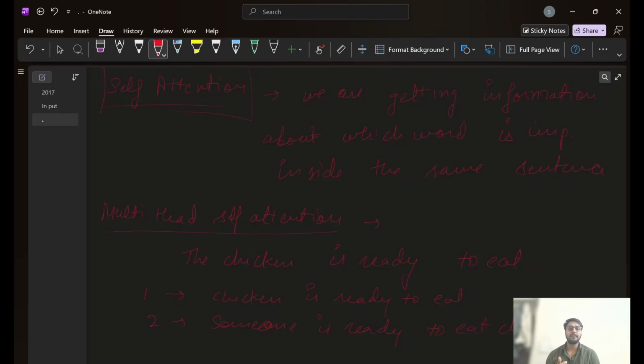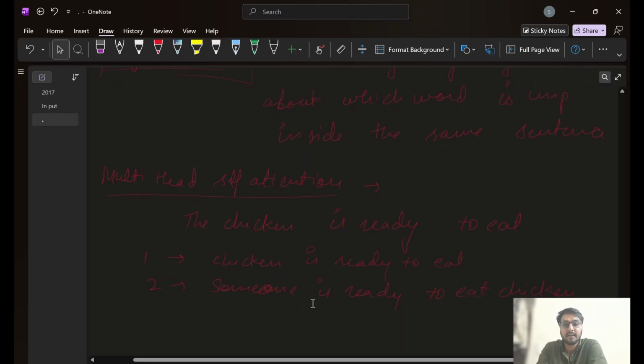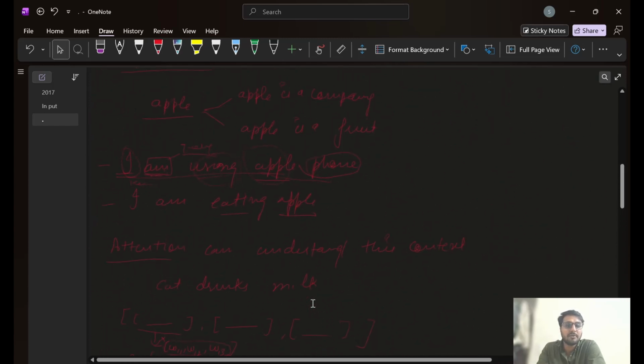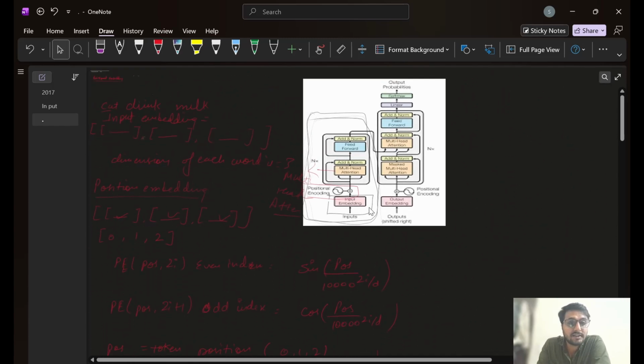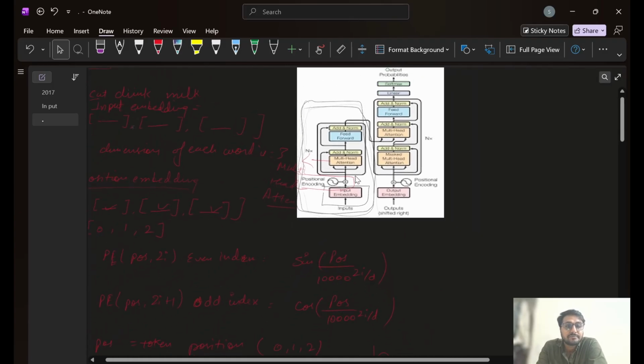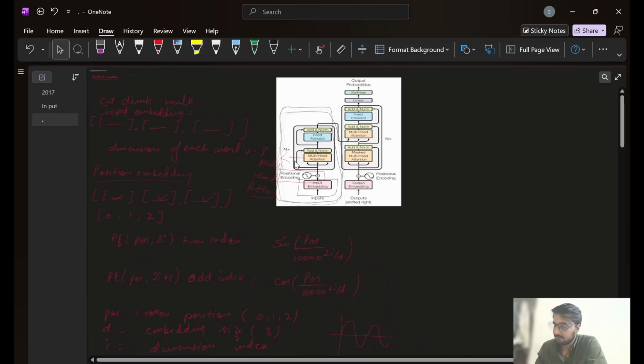So that is why multi-head self-attention is introduced, so that it can understand multiple perspectives of the same sentence. That's it, nothing else. I don't want to make this video very long unnecessarily, because this is the only thing that we need to know about multi-head self-attention. Okay, now let's move on and understand the next thing.